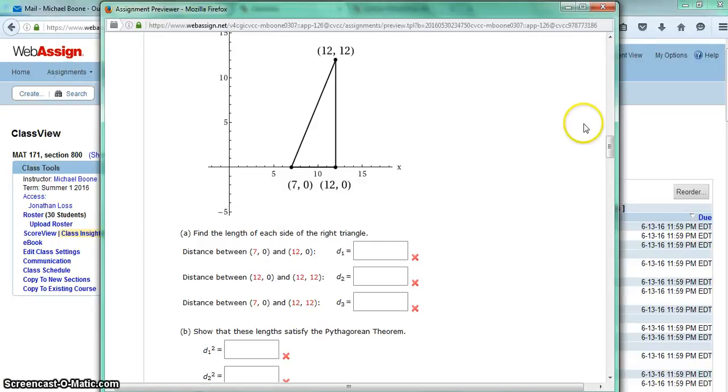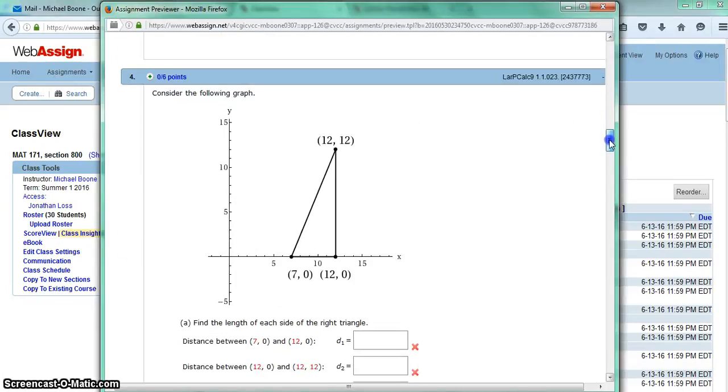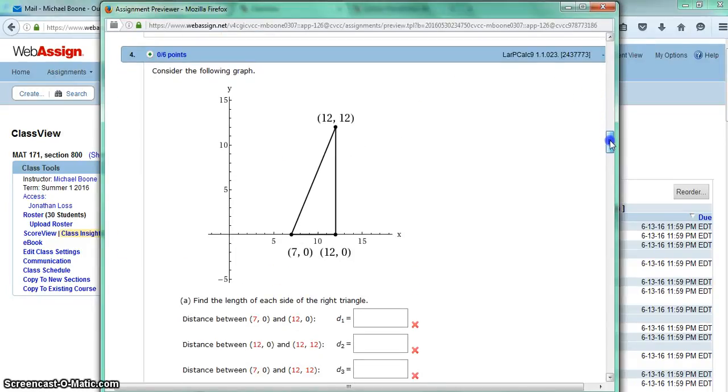All right, so from chapter 1, section 1, I was going to look at number 4. It says find the length of each side of the right triangle. Well, between (7, 0) and (12, 0), it's obvious that distance. We're just going to subtract the two x values from each other, the 12 and 7, and we get a distance of 5.